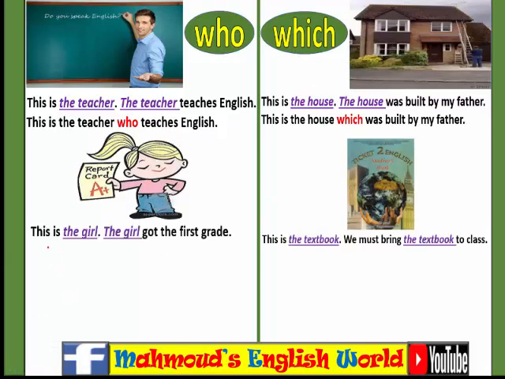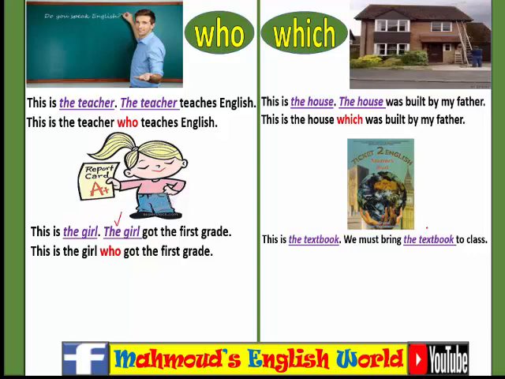Number 2, this is the girl. The girl got the first grade. Again, the girl is repeated 2 times, so what can we say to make it one good sentence? Very good. This is the girl who got the first grade. What about this? This is the textbook. We must bring the textbook to class.